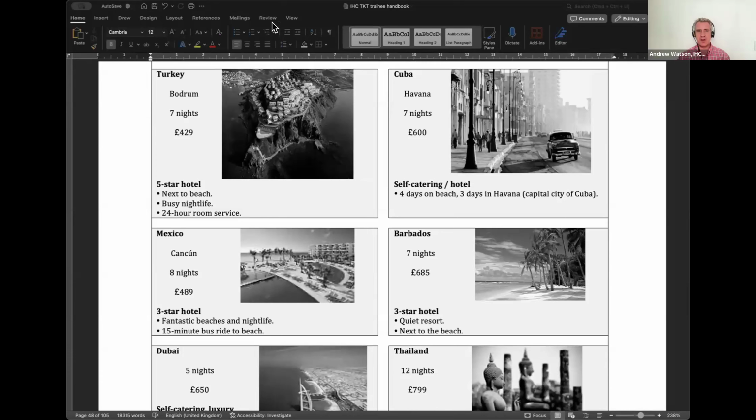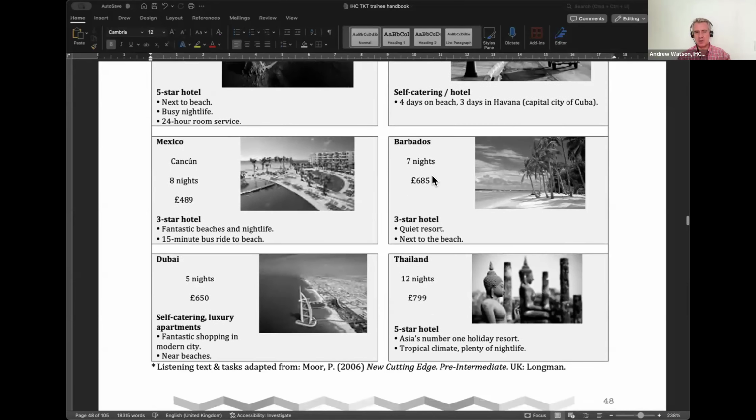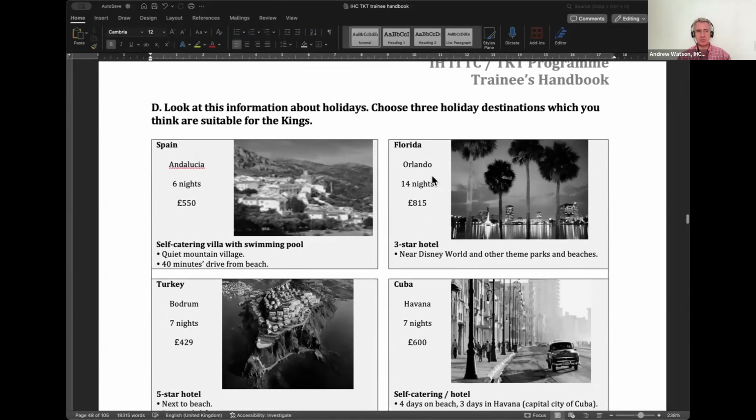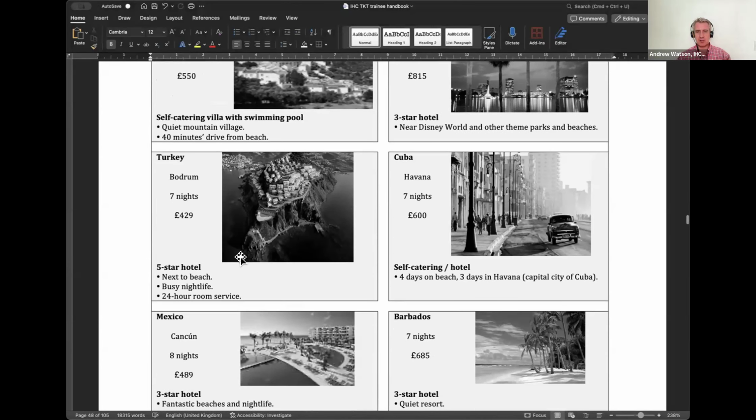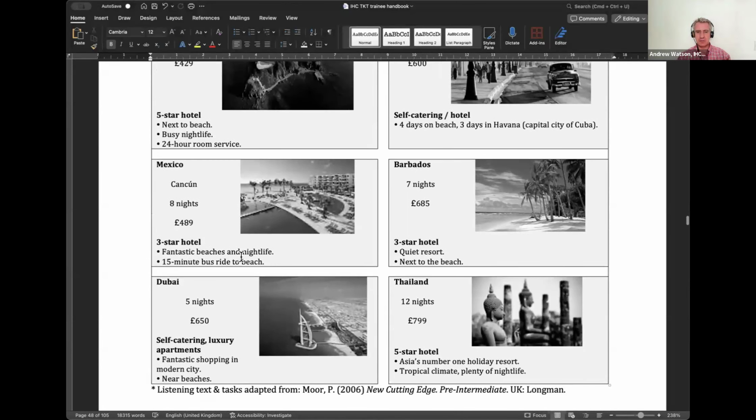Yeah, around £500. I guess they can go a bit up or a bit below. So which do you think might be most suitable? Look at the prices. How long is it for? Whether it's self-catering or all-inclusive. All right, I'm going to send you this same text through the chat, so it's a bit easier to work with.